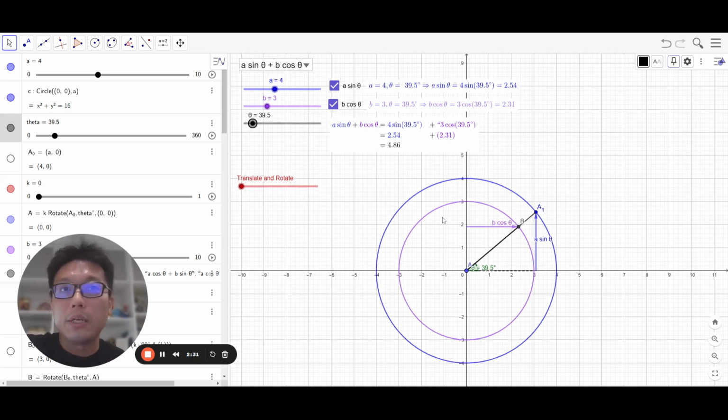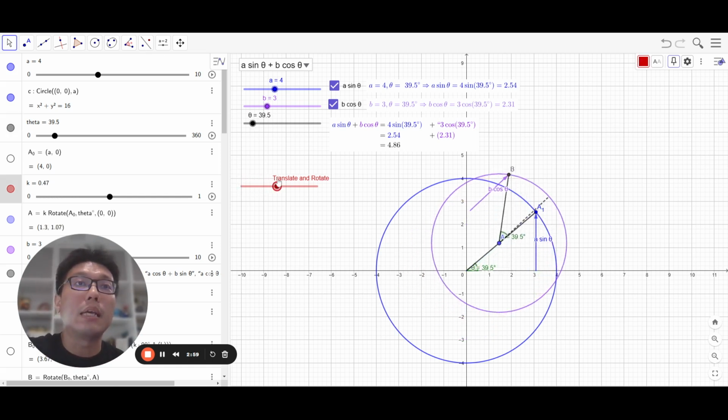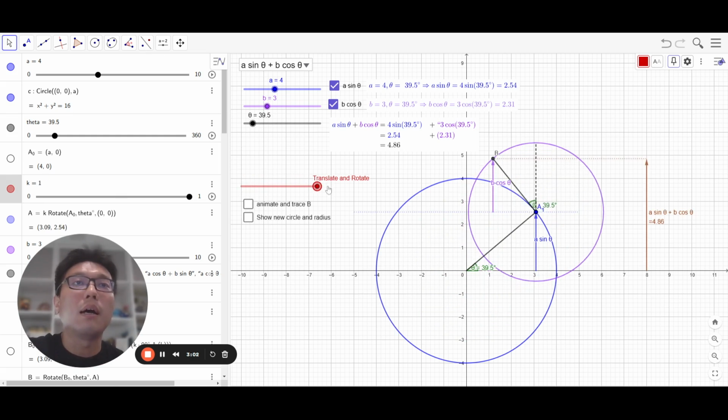Here's a trick. My trick is this purple circle, we can actually rotate it and translate it. That's why you see the words translate and rotate here. I'm going to shift the center of this purple circle to this point here so that I can add up the lengths of A sine theta and B cosine theta, stacking them on top of each other. Let us take a look at how that looks as I translate and rotate. With that, A sine theta plus B cosine theta now gives me the length 4.86, which corresponds.